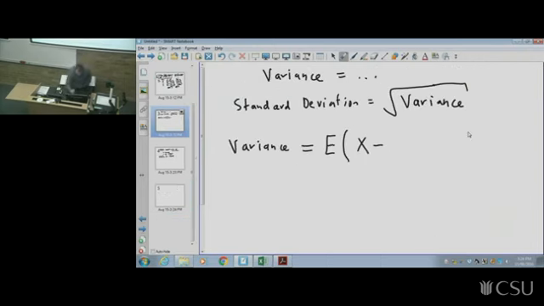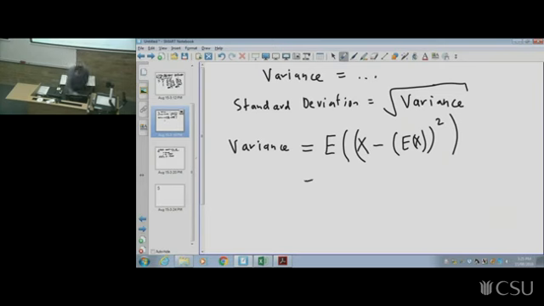So the variance, there's two formulas for it. We can either work out the average first, that's E(X), and then work out the expected value of X minus that average, all squared. That's one way of working out the variance. That's the formula. I'll talk about what that means in a second.